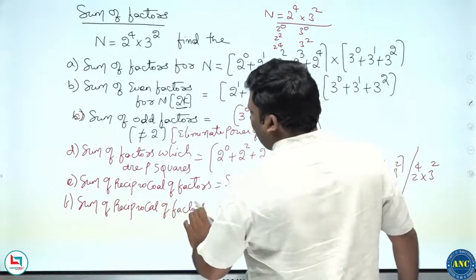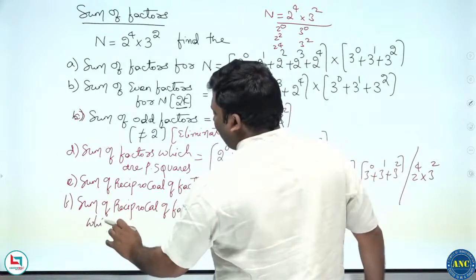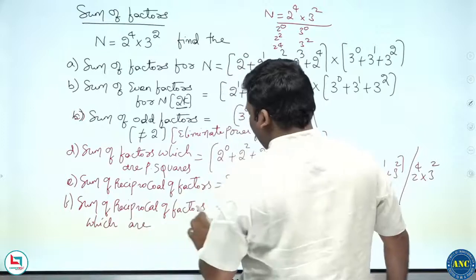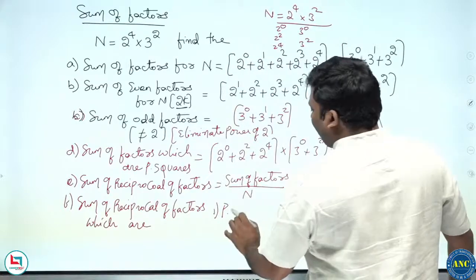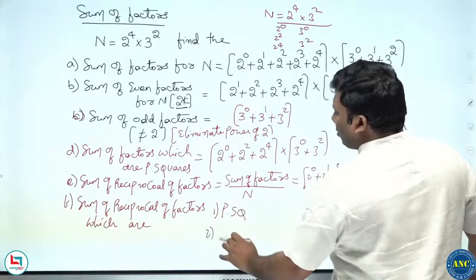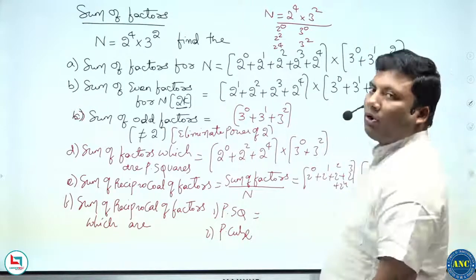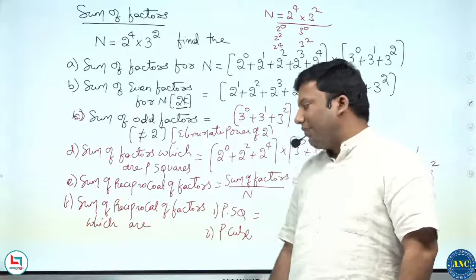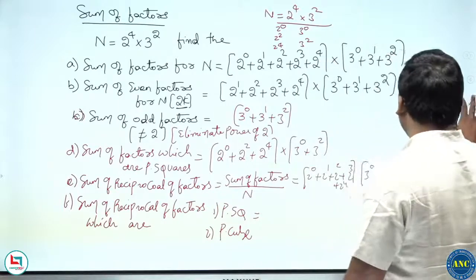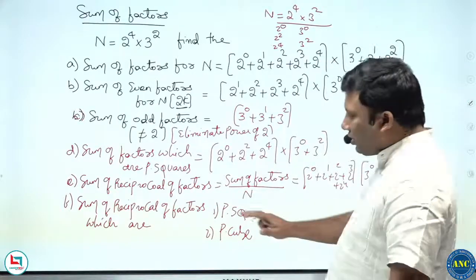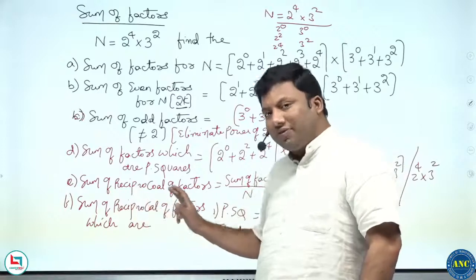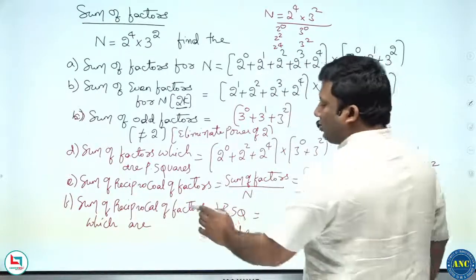Sum of the reciprocal of the factors which are, first question, perfect squares. Second question, perfect cubes. Sum of the reciprocal of the factors which are perfect squares and perfect cubes. Very, very easy.